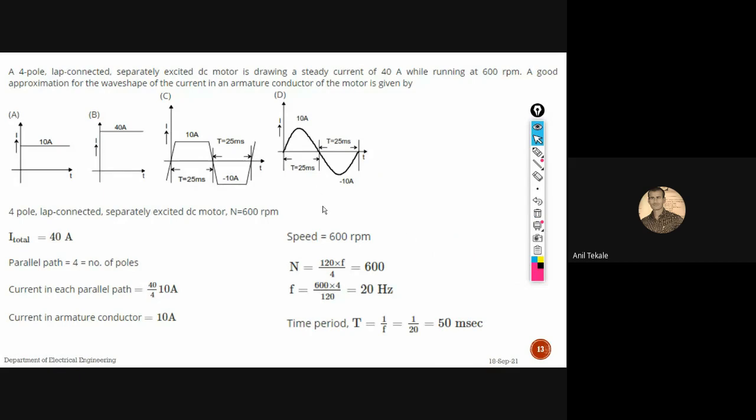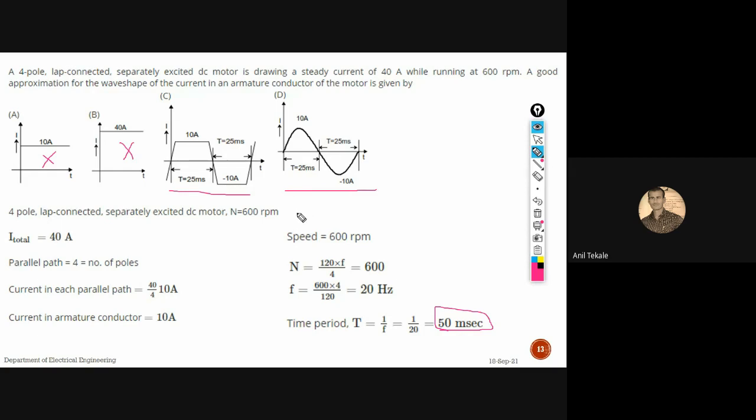Now see, we already had this one. Then the second one is also not correct, because the time is the total time that is given as 50 milliseconds. Now there are two answers left.